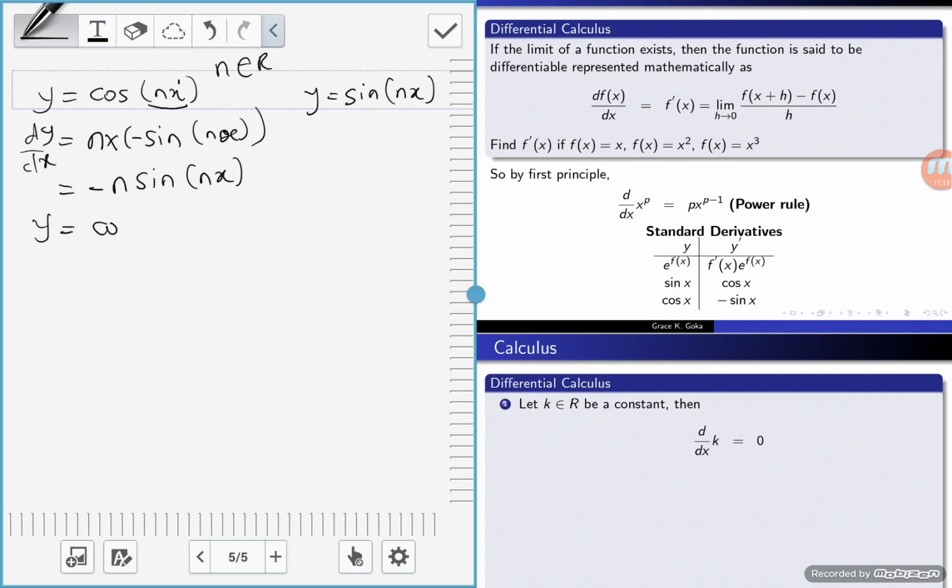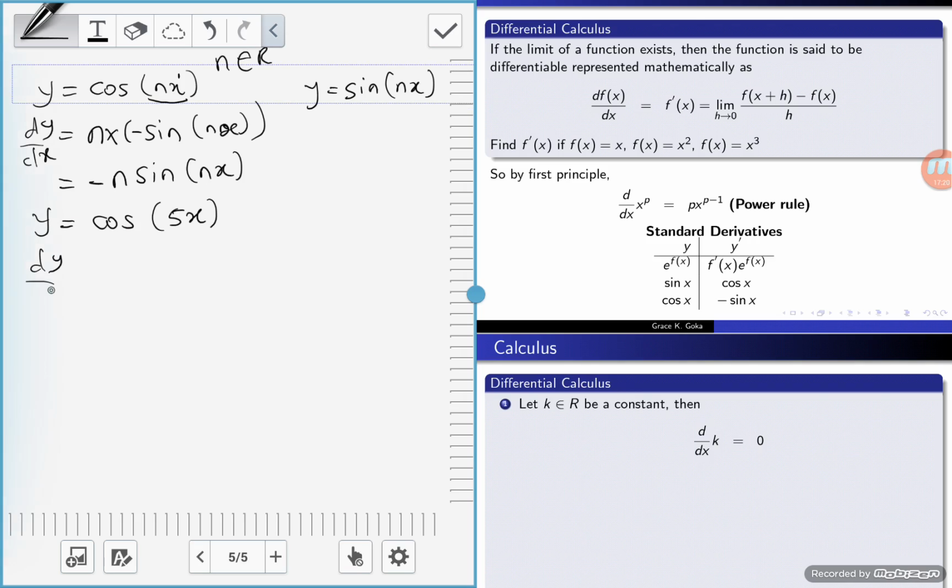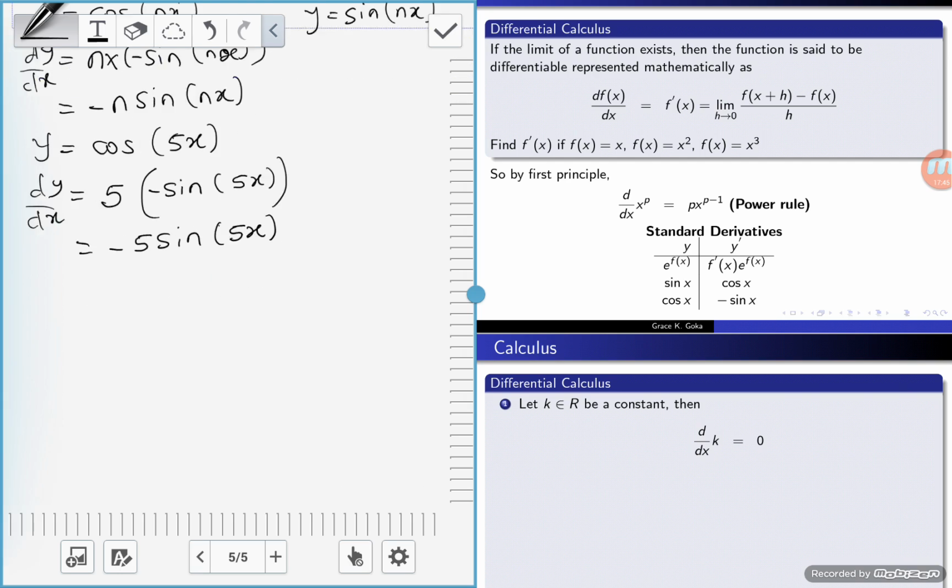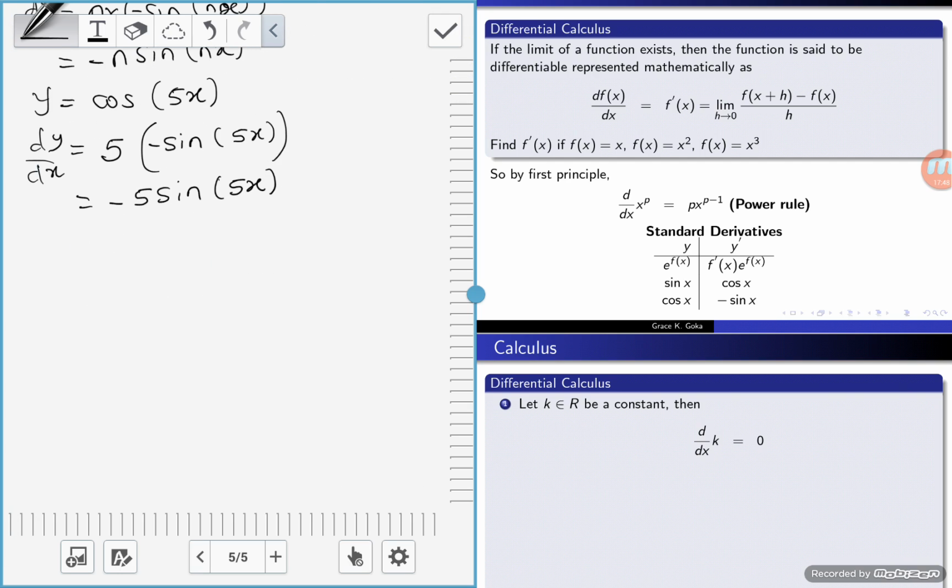y is equal to cos of 5x. Then it means dy/dx is equal to differentiate the function after the cos. If you differentiate 5x, you get what? 5 times, if you differentiate cos, you get negative sine of 5x. Simplifying this, we have negative 5 sine of 5x. Okay, let's move on to higher powers.